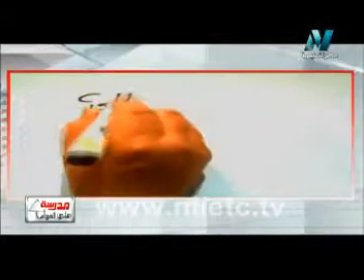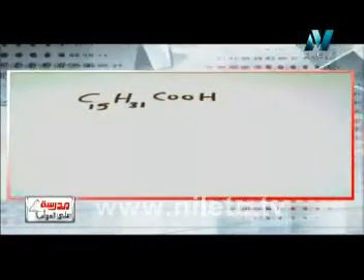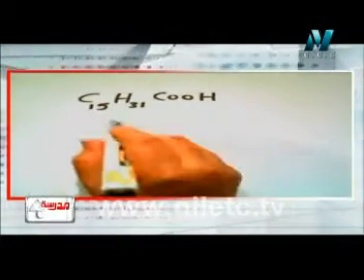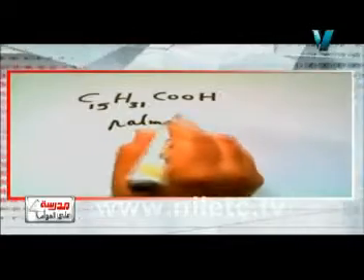Another example. Let's take a long one, C15H31COOH. We get it from the palm tree, so by common name it is called palmitic acid.